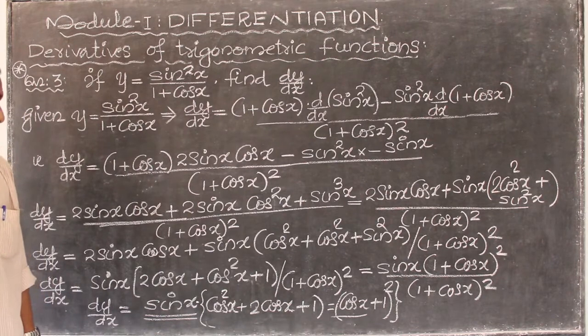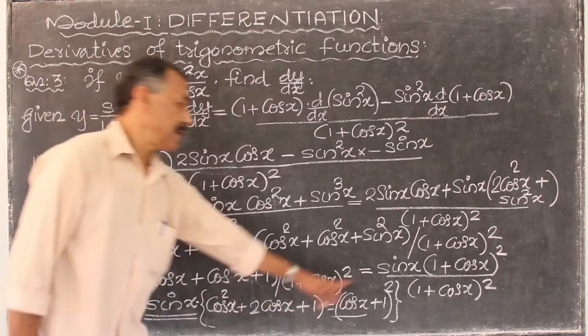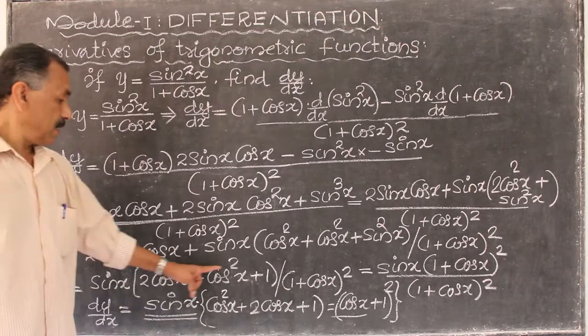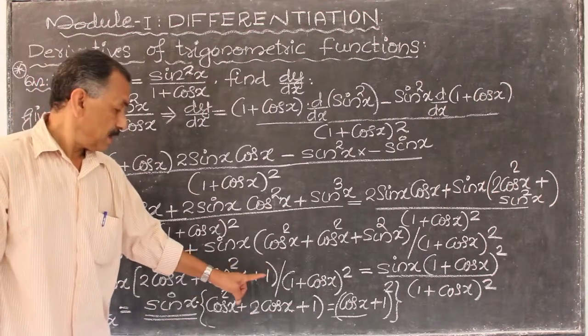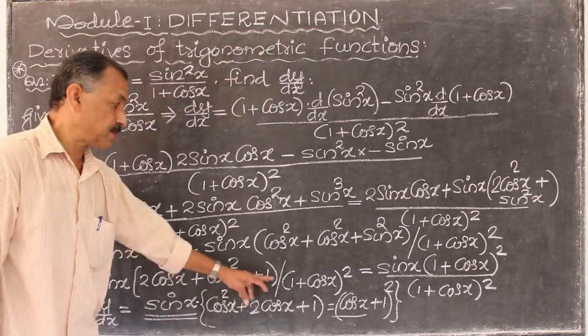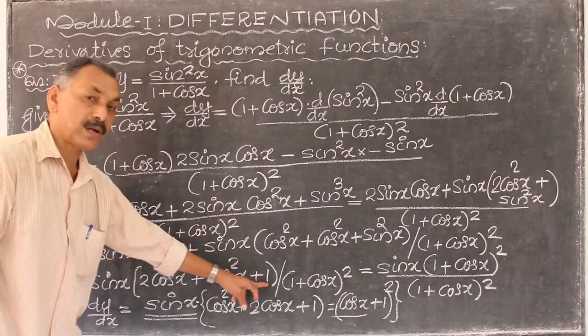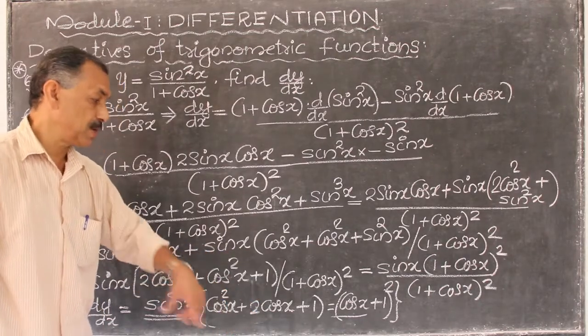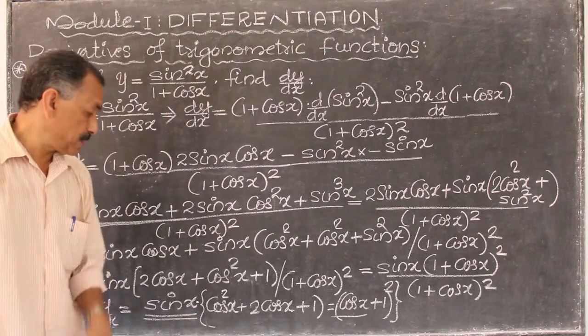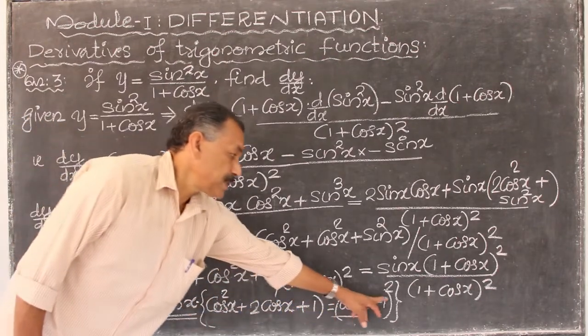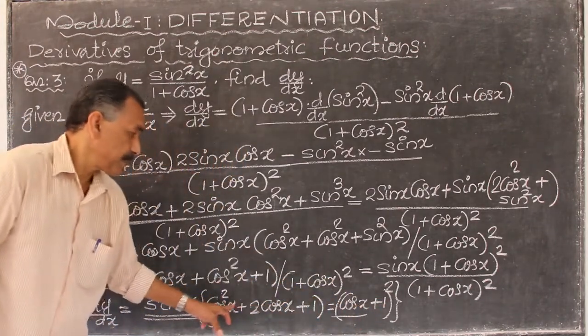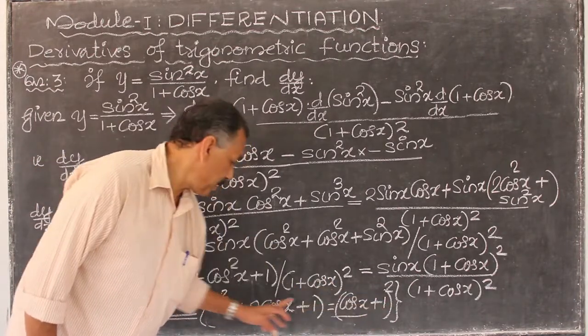That is sin x into cos x plus 1 whole square. What is cos x plus 1 whole square? A plus b whole square is equal to a square plus 2ab plus b square. Then cos x plus 1 whole square is equal to cos square x plus 2 into cos x into 1 plus 1.